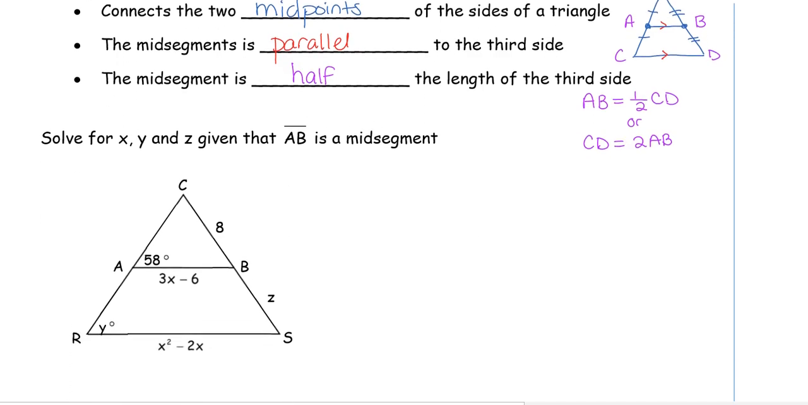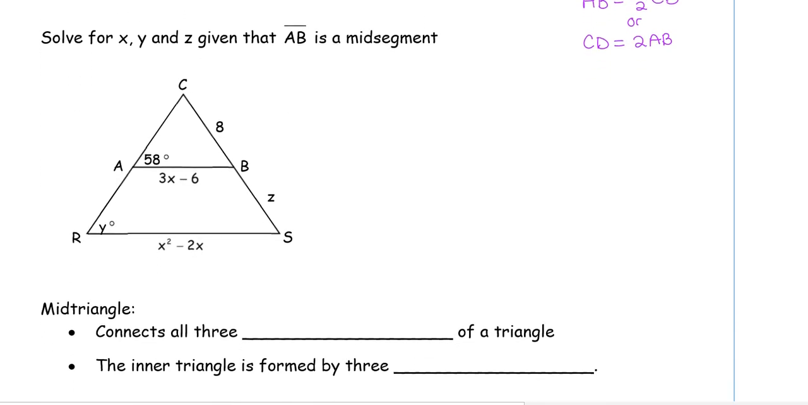Let's go ahead and look at this. Solve for x, y, and z given that AB is the midsegment. So this vocab word right here, when I see the word midsegment, I'm going to go ahead and mark everything that I know. So I know that it's going to connect two midpoints, so those two segments are the same, which means these two segments are the same. And I also know that these two sides are going to be parallel to each other.